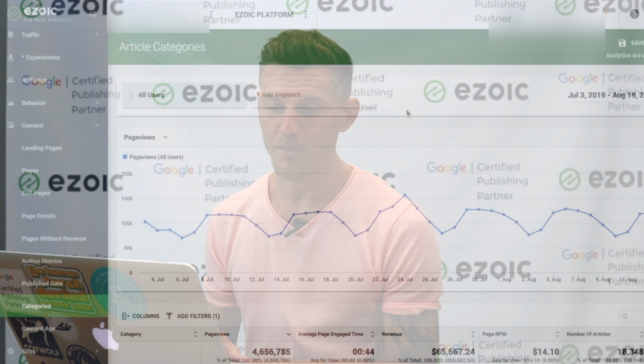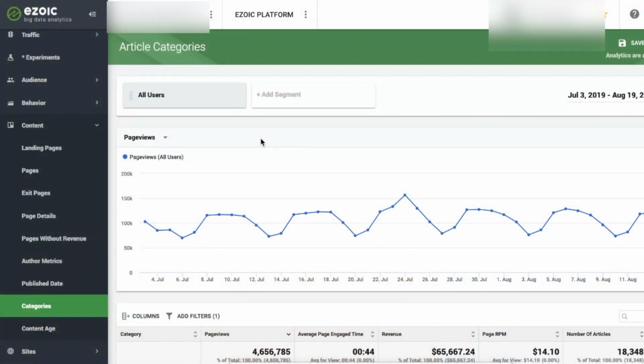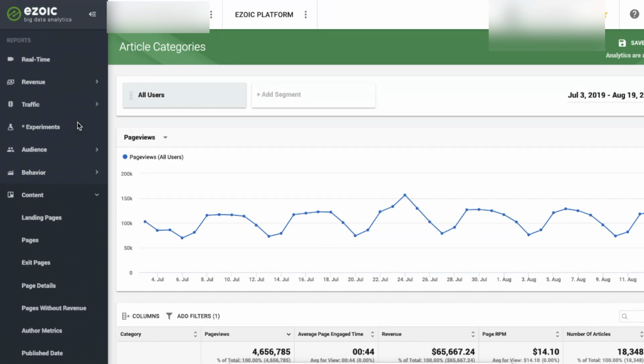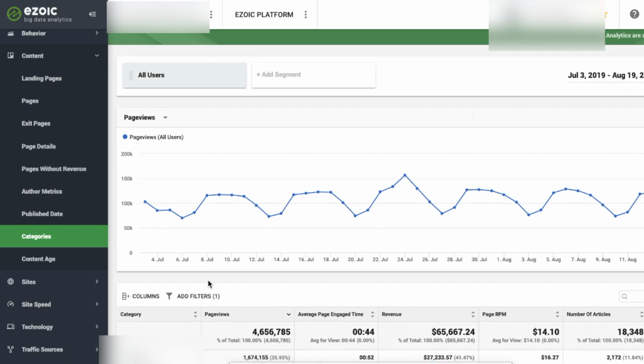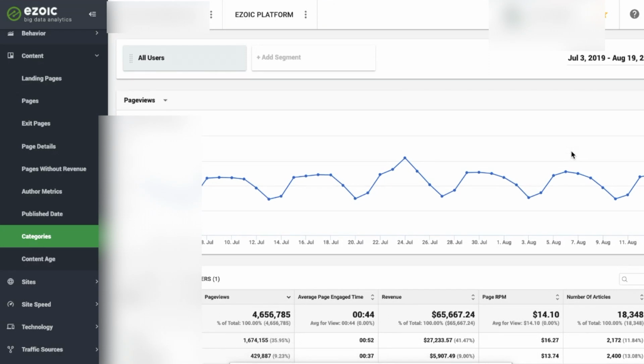So here I am inside of Big Data Analytics, which is a free Ezoic analytics tool. So if you're using Ezoic, you can easily integrate with the platform and get into Big Data Analytics. And I've already got a report pulled up here. I've gone into my reports, I've clicked on content, and I'm going to go down to categories. And inside of categories, right now I've drawn this report from July 3rd to August 19th. You can draw it for any amount of time that you would like.